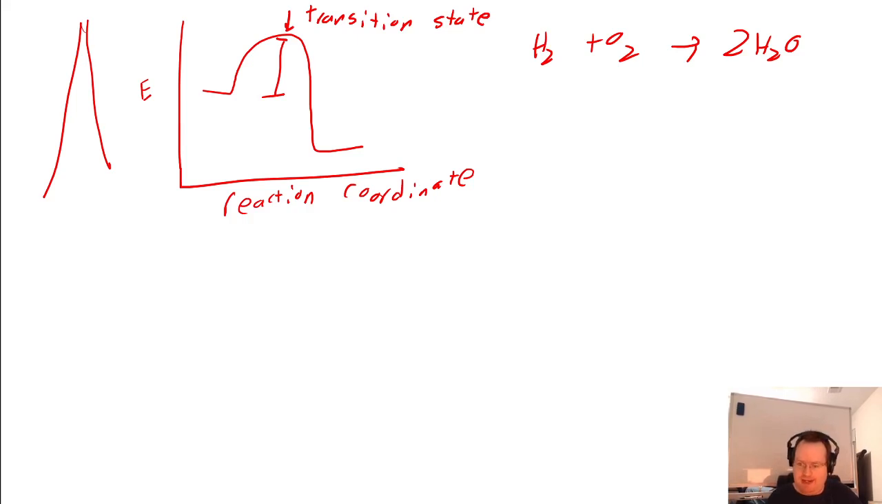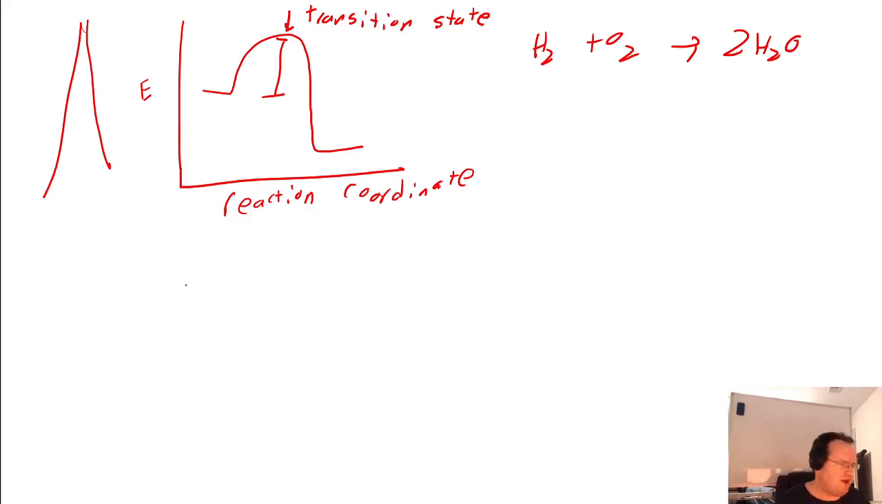But the idea behind it is you can't just go from hydrogen and oxygen to water. You need enough energy in your system to be able to overcome this barrier. And the reason we're worried about that is we can actually figure out how much energy is needed for that barrier using the Arrhenius equation.